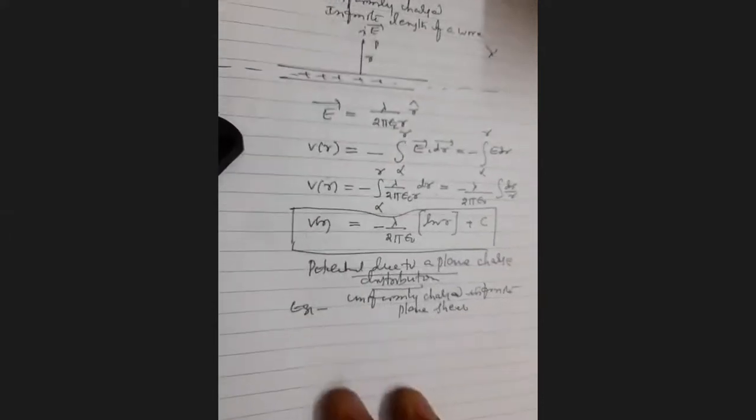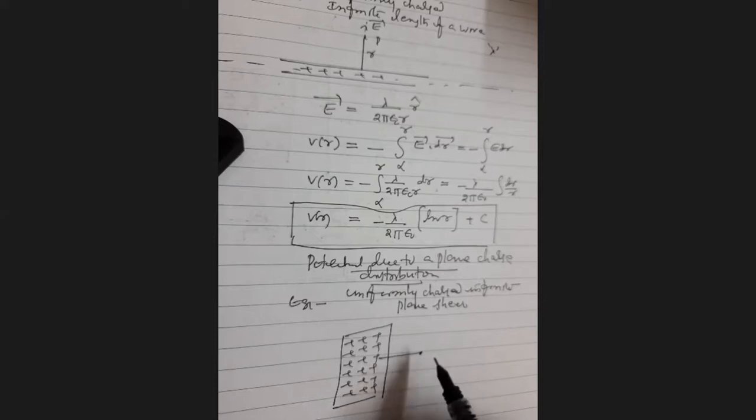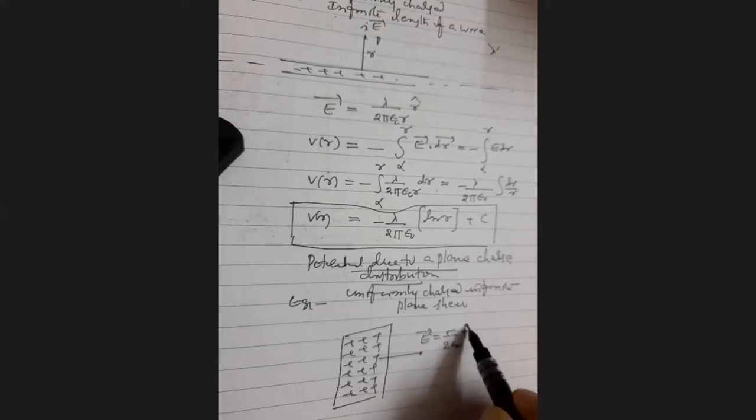So for that, you consider this figure. This is a uniformly charged infinite plane sheet with the charge density sigma. Sigma is charge per unit area, that is total charge by area. Then, due to this infinite plane sheet at any near point, the field strength E bar equals sigma by 2 epsilon naught n cap, where n cap is the unit vector in this direction, that is normal to the sheet.